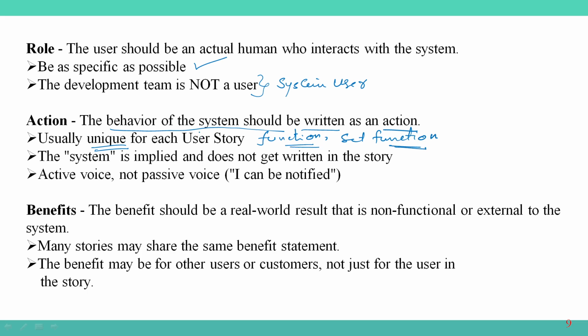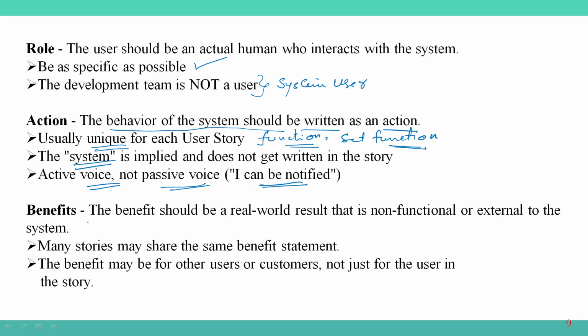The system is implied and does not get written in the story. You do not write "the system should have" like that, because there is no need for it. Active voice is to be used, not passive voice, for example, "I can be notified." Then the third part is the benefit.